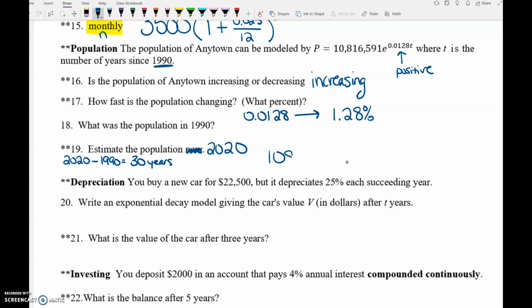So 10,816,591. Your E button, make sure you know how to use your E button on your calculator. Raised to the 0.0128 times 30.